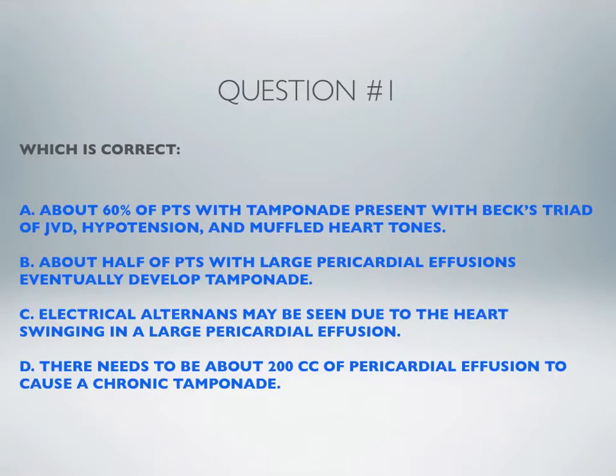Question number one, which of the following is correct? A, about 60% of patients with tamponade present with Beck's triad consisting of jugular venous distension, hypotension, and muffled heart tones. B, about half of patients with large pericardial effusions eventually will develop tamponade. C, electrical alternans may be seen due to the heart swinging in a large pericardial effusion. Or D, there needs to be about 200 cc's of pericardial effusion to cause a chronic tamponade.